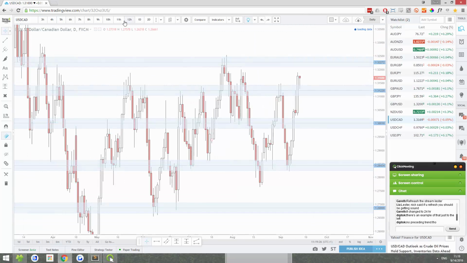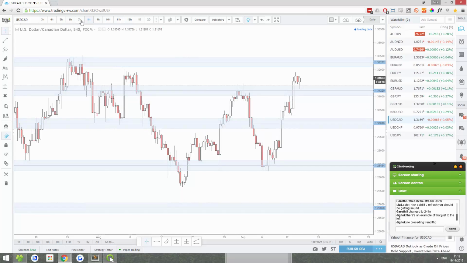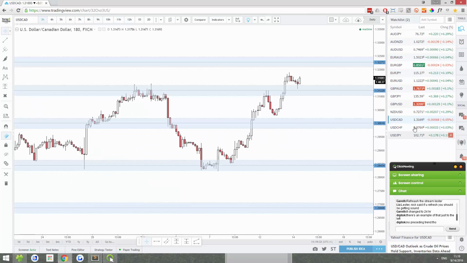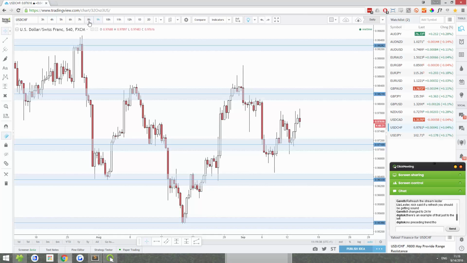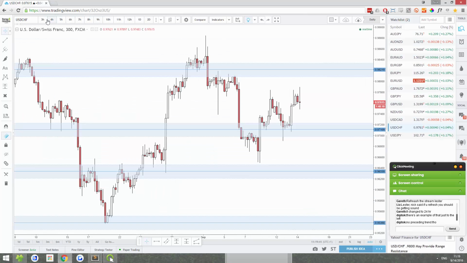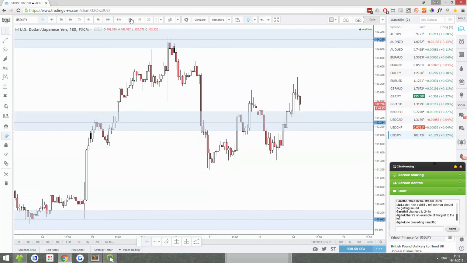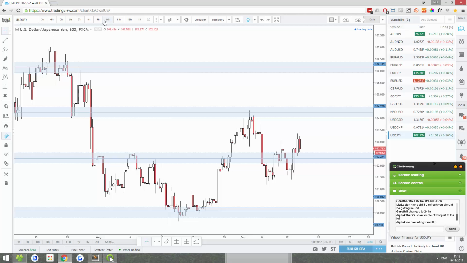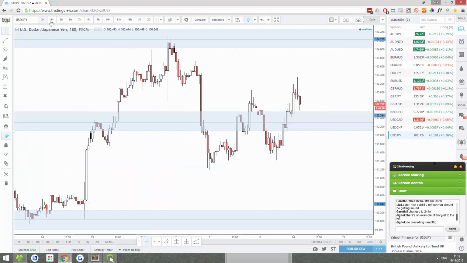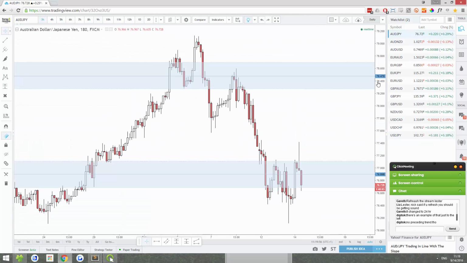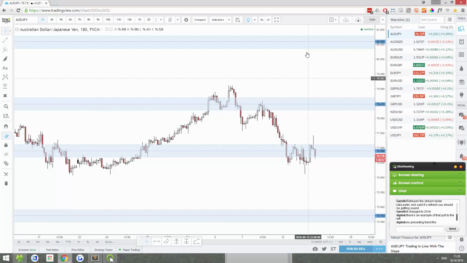USD CAD. USD CHF. And USDJPY. All right, so it looks like nothing is really forming right now. No actual reversal setups. That does not mean that there's no potential for trades today. It just means that in this morning's analysis, which I'm doing right now, there are no setups.